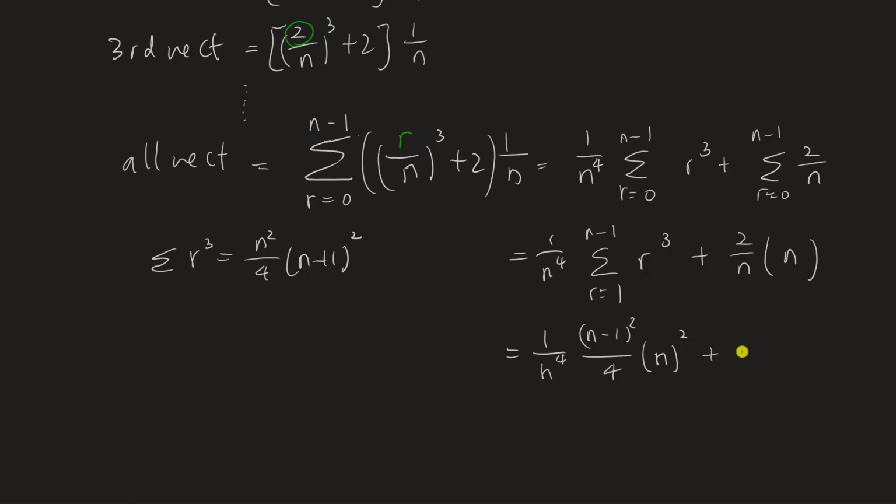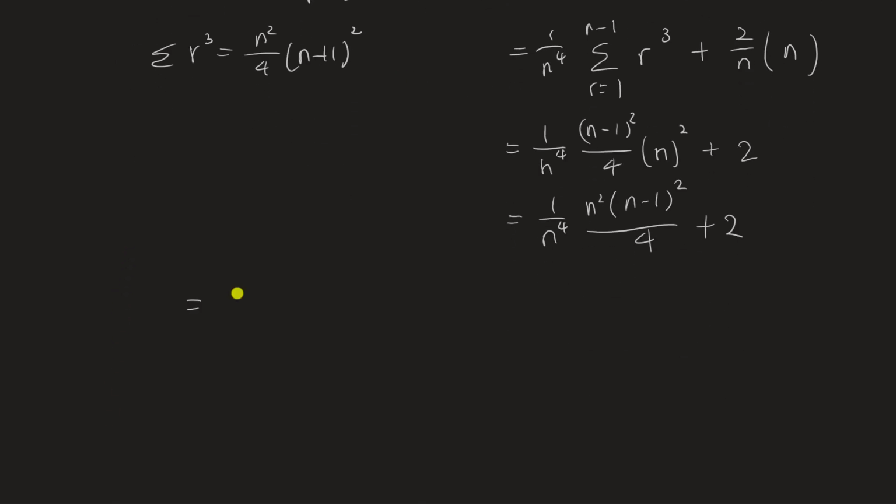Here I will get 2. Simplifying this would give us 1 over n to the power 4, n squared (n minus 1) squared over 4, plus 2. Okay, let me just expand this mess right here. This is 4n to the power 4. Above I'll get n squared times (n minus 1) whole thing squared, which would be n squared minus 2n plus 1, and then we add a 2 behind.